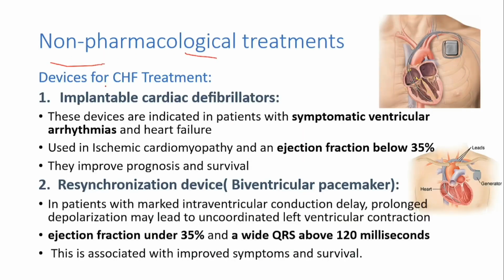So there are various devices like this one and this one. They are used in the treatment of congestive heart failure when the drugs are not helpful. Then these devices are used. One is the implantable cardiac defibrillator. They are implanted in the chest wall, and these devices are indicated in patients with symptomatic ventricular arrhythmia. So in heart failure, if the patient has arrhythmic episodes, these devices are implanted and they defibrillate the heart when the arrhythmias occur. So they automatically defibrillate the heart whenever arrhythmias occur.